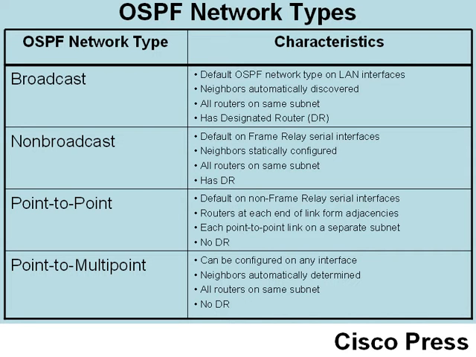In a point-to-point OSPF network type, we have a router on each end of a point-to-point link. This is the default type for non-frame relay serial interfaces. Each of our point-to-point links exist on a separate subnet, and there is no DR in this environment.